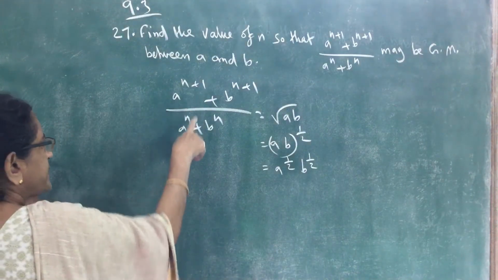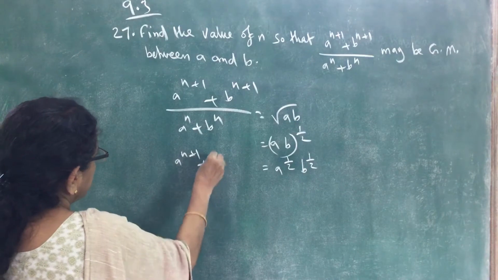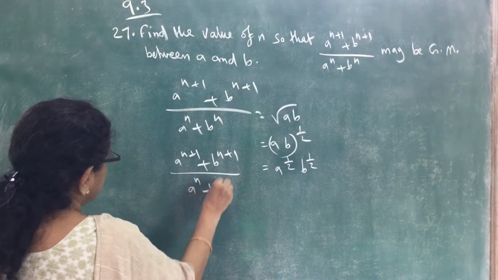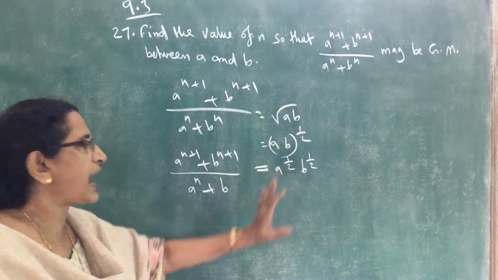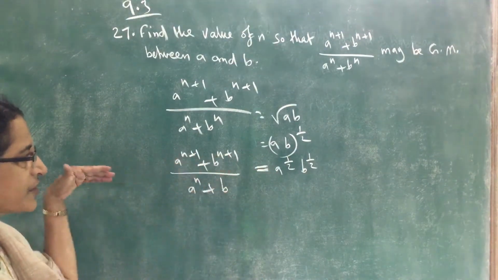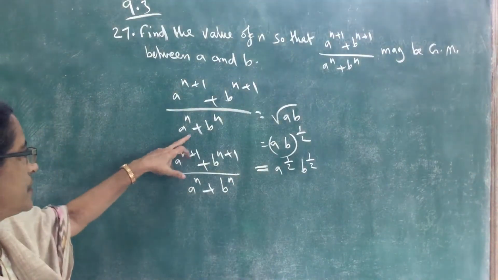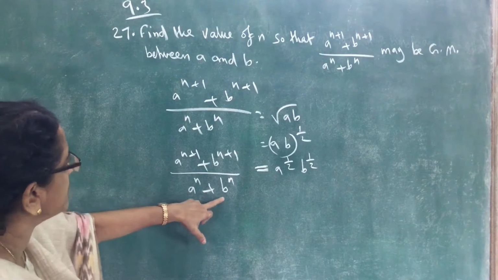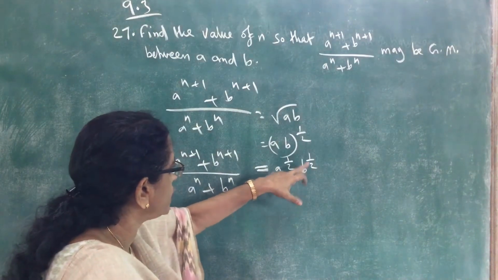So the left side is A raised to n plus 1 plus B raised to n plus 1 whole divided by A raised to n plus B raised to n. This is equal to A raised to half into B raised to half. Then we can cross multiply. So A raised to n plus 1 plus B raised to n plus 1 by A raised to n plus B raised to n equal to A raised to 1 by 2 into B raised to 1 by 2.